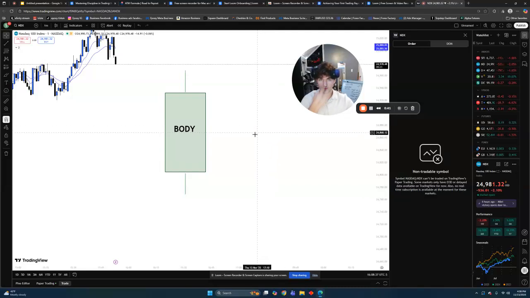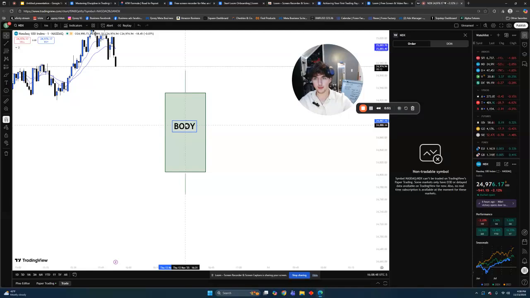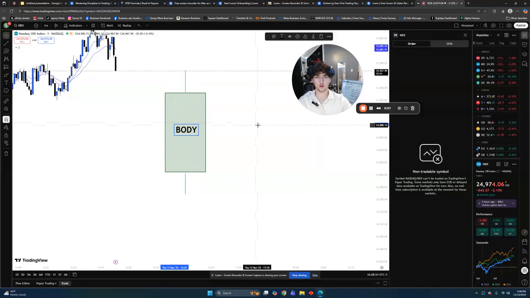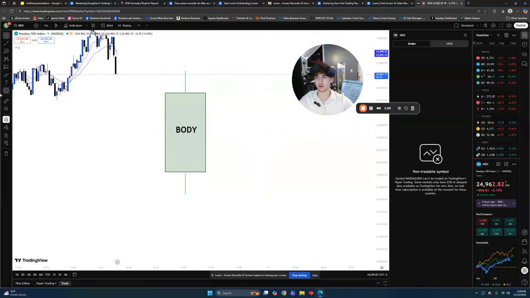So let's go over this bullish candlestick right here. So bullish means it went up. Okay, simple as that. It was a buy, it went up. That's a bullish candlestick. Okay, so this from this top to this bottom here is the body of the candlestick. This showed where price opened to where price closed and everything in between. That's what this body shows.